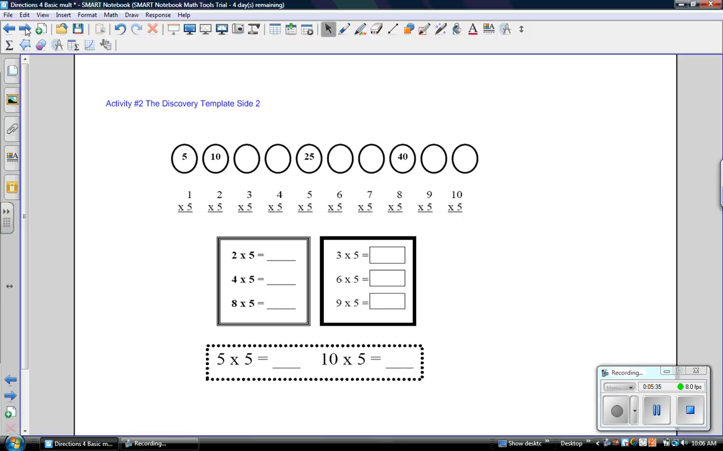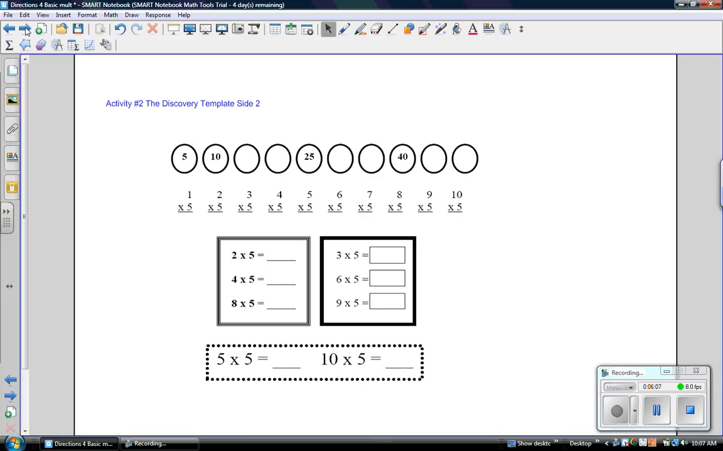Then again, centered and thick black, it'll say activity number 2, the discovery template side 2. And I guess say something like the goal of discovery template side 2 is to help students see the patterns that are in times tables. Going across the top will always be circles, and there will be missing numbers. If the student's stuck, they could always go back to activity number 1 and look at the answers.